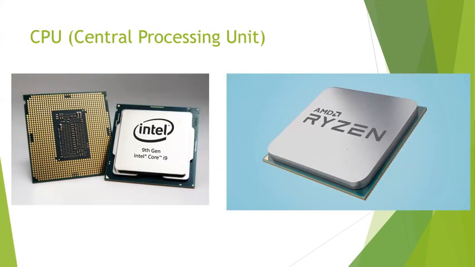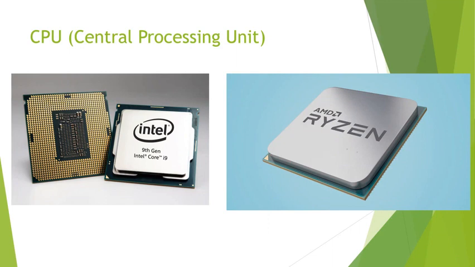I'm first going to talk about the CPU, known as the central processing unit. Right here on the screen, you can see 2 examples of what the CPU looks like. The CPU's job for the computer is to perform instructions. Instructions can be anything, for example, a math calculation. That would be one example of an instruction.